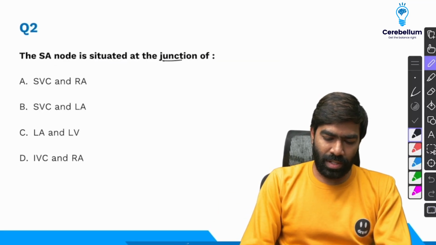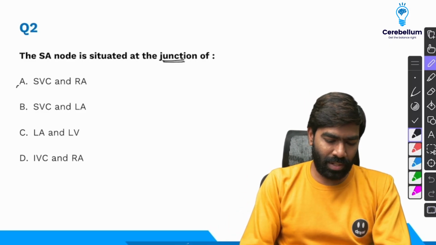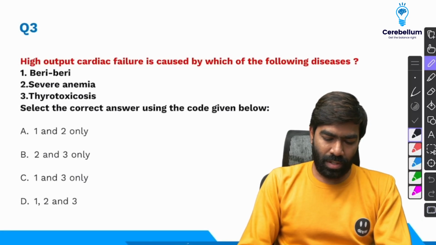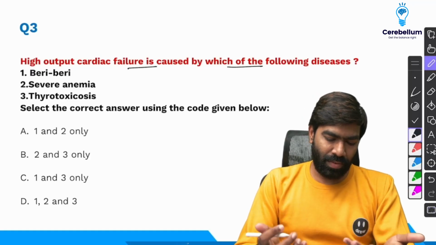SA node is situated at the junction of, again, a first year medical school kind of question. It's located at the junction of the superior vena cava and right atrium. Third question: high output cardiac failure is caused by which of the following diseases? They have given very severe anemia and thyrotoxicosis.